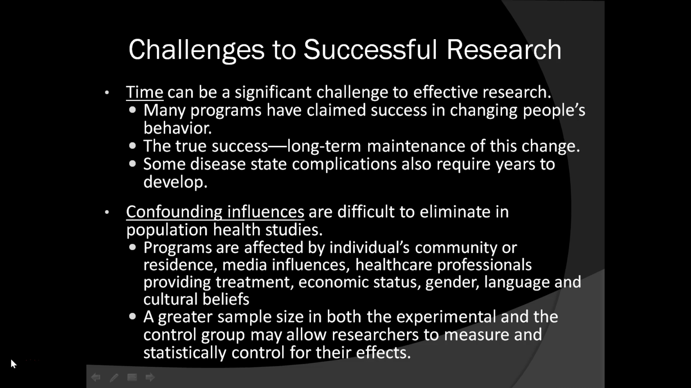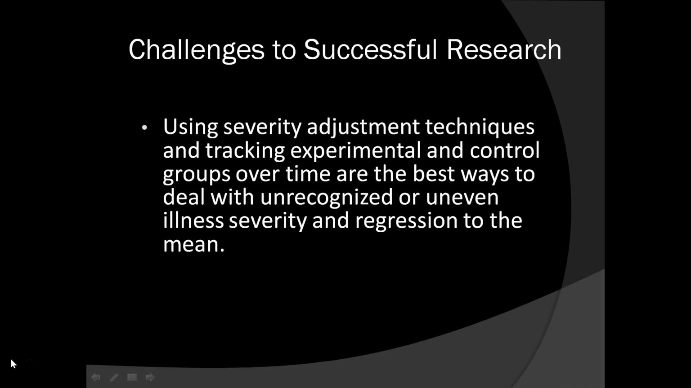Programs are affected by individuals, community or residents, media influences, healthcare professionals providing treatment, economic status, gender, language, and cultural beliefs. A greater sample size in both the experimental and control group may allow researchers to measure and statistically control for this effect. Using severity adjustment techniques and tracking experimental and control groups over time are the best ways to deal with unrecognized or uneven illness severity and regression to the mean.